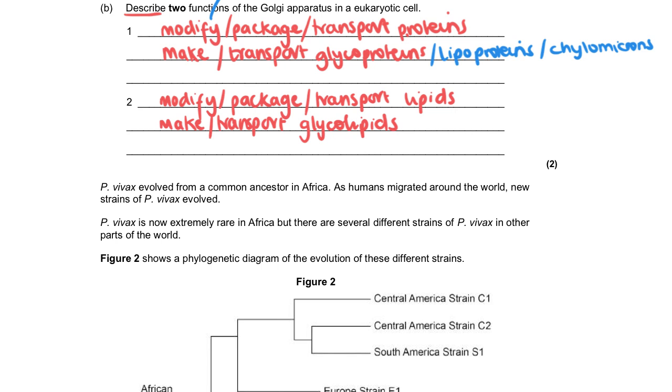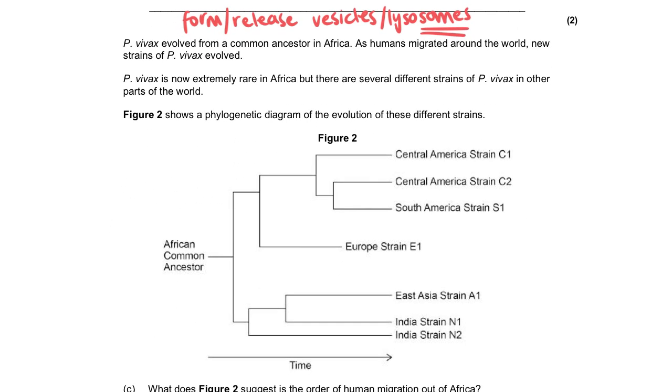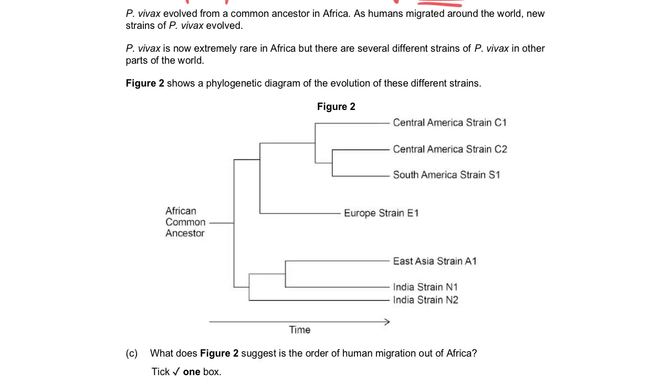The final mark that you could have got for this question is that the Golgi apparatus is there to form or release vesicles. So following the processing of either our proteins or our lipids, we're forming or releasing vesicles or lysosomes. Remember it's lysosomes for the vesicle. Lysozymes are the enzymes that are typically found in those vesicles.